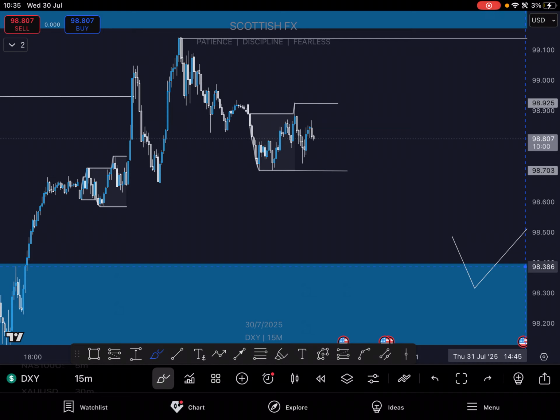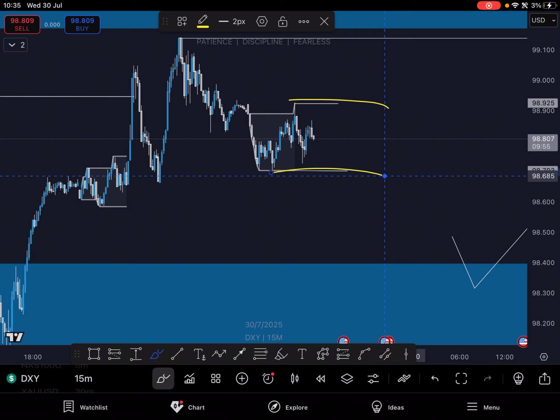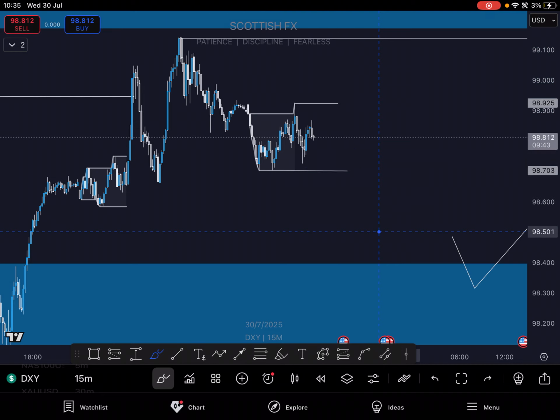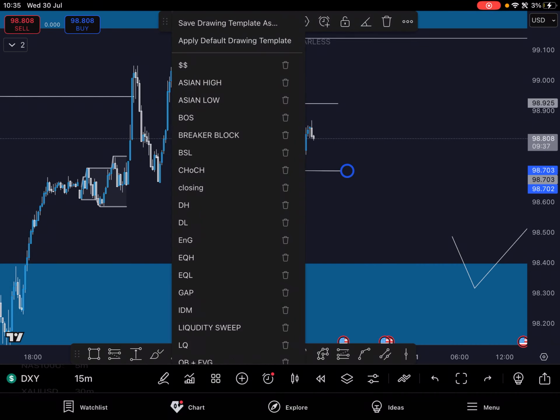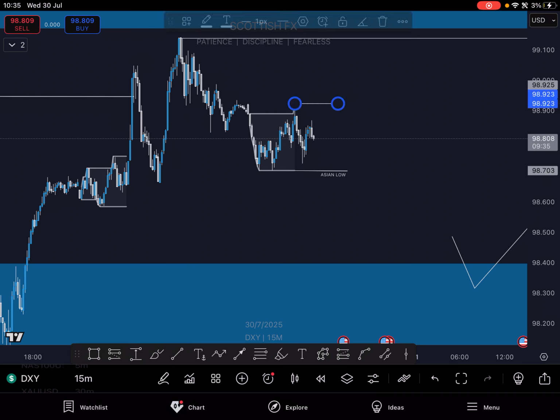Now as you can tell, the power of 3 is still ranging inside the Asian high and Asian low. So what I need to do is have patience and discipline to wait for the price to break out the Asian high, or to break out the Asian low. That's what I'm waiting for the price to do. Then I can start to look for my next movement. So this is an Asian low, this is an Asian high. I need to wait until the price takes out my Asian high and Asian low.